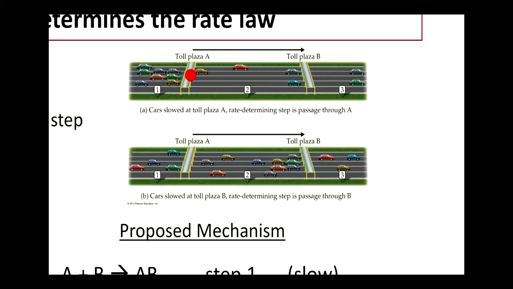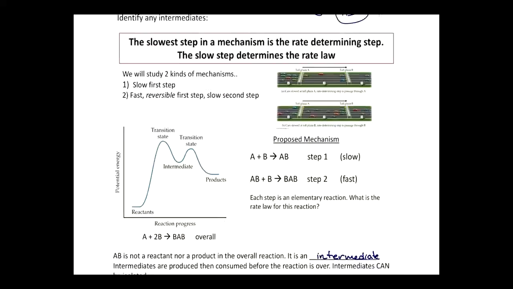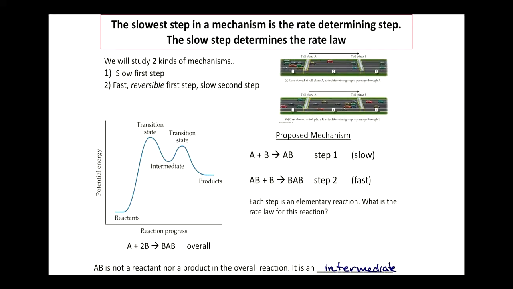So this first step is what determines the overall flow of traffic, versus if the second step is the slow step, let's say the second toll booth is slow, everyone blazes through the first toll booth, it's this second step that dictates the overall flow of traffic. And so that's the analogy here. All right, so keep that in mind. It's the slowest step that determines your rate law.